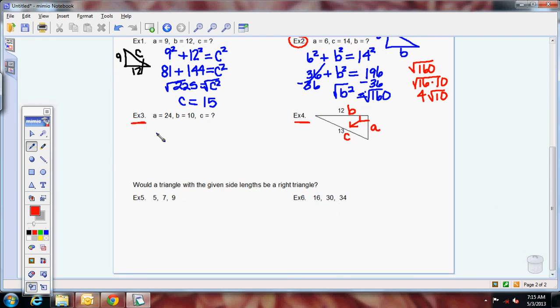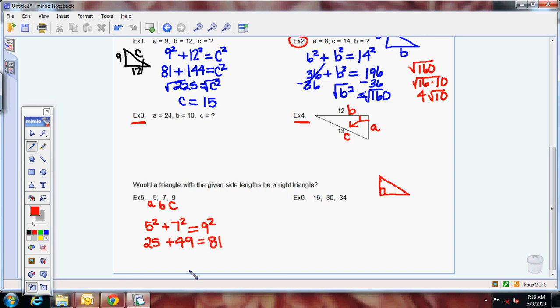All right, last thing we have to do is, if they give me 3 side lengths, you have to determine, is this a right triangle? So if we have 5, 7, and 9, the biggest side obviously has to be C. So 9 has to be C. So I'm going to make this A and this B. Now, if it's a right triangle, the Pythagorean theorem will work. So this should be true if it's a right triangle. 5 squared plus 7 squared should equal 9 squared. So 25 plus 49 equals 81.